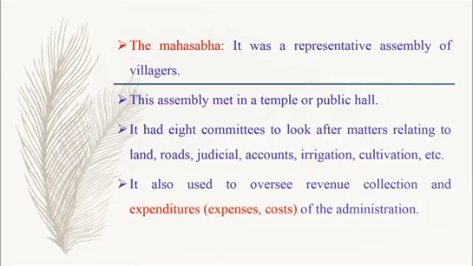The third type of assembly is the Mahasabha. It was a representative assembly of villages. This assembly met in a temple or public hall. It had 8 committees to look after matters relating to land, roads, judicial, accounts, irrigation, cultivation, etc. It also used to oversee revenue collection and expenditures of the administration. Here, expenditures means expenses or cost of the administration.